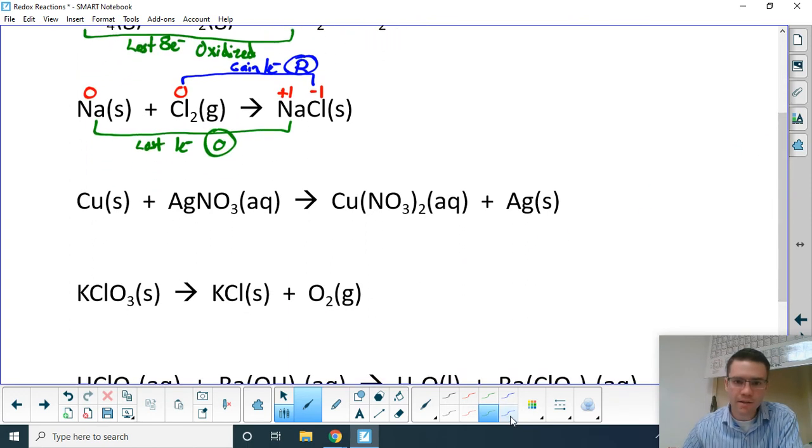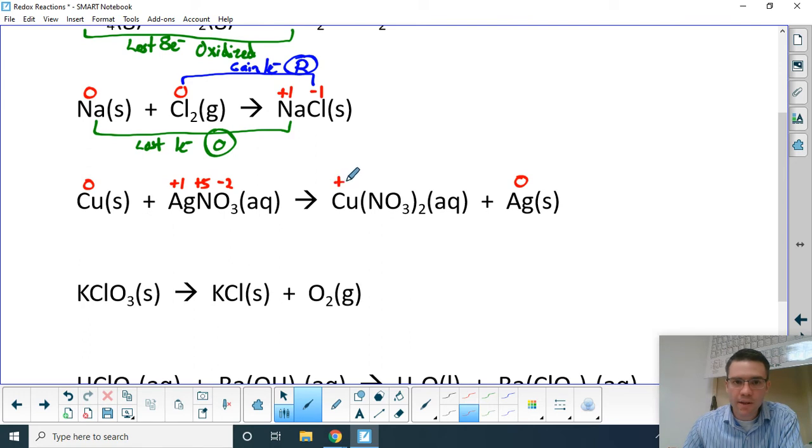Our next reaction, copper is a 0. It's an elemental state. If you go to the right side, you have silver in elemental state as well. That's a 0. The silver is a +1. It's an ionic compound, and it's bound to nitrate. Nitrate we've already done a couple of times now. It's a -2 for oxygen and +5 for nitrogen.